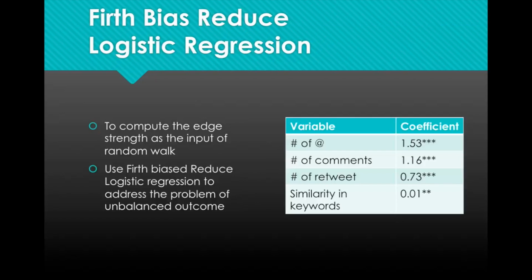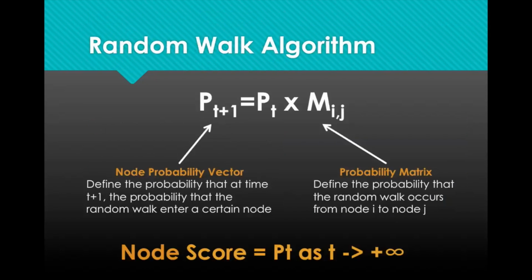We also use a special version of logistic regression in order to address the problem of unbalanced outcomes, which means most of our connection records indicate there's no connection between the nodes. Then we put the edge strength data into the random walk in order to calculate the node score. Since we have already discussed the random walk algorithm in class, I'm not going to discuss it in detail, but just mention that in order to calculate the node score, we have to construct a probability matrix, which is an n by n matrix, where n is the number of nodes.